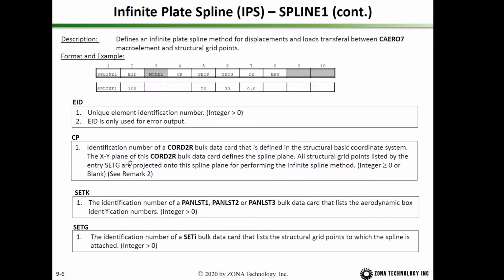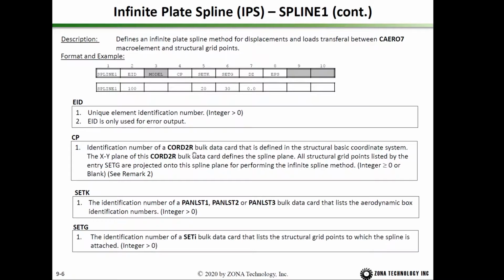Okay, so all the structure grid points listed by the set G are projected on the spline plane for performing the infinite plane spline method. And set K refers to the panels 1, panels 2, or panels 3 card to list the aerodynamic panel ID. If those panels are on a CAERO7 card, then you don't need to specify the CORD2R card, because the plane of the CAERO7 can be the default spline plane.